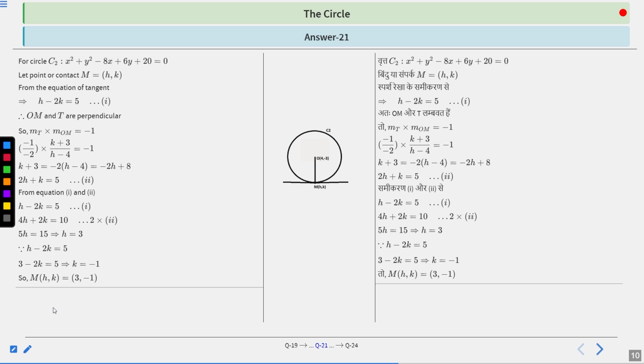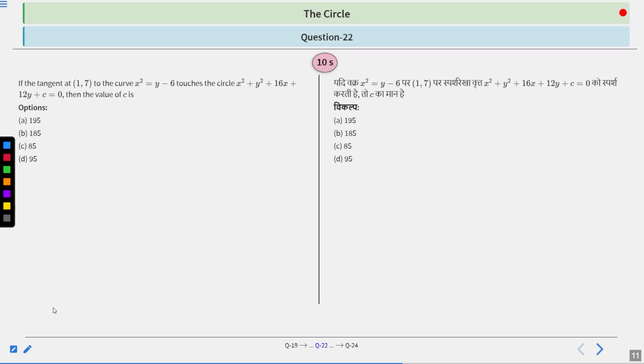Okay, let's move to the next question. Question number 22 says, if the tangent at (1, 7) to the curve x² = y − 6 touches the circle x² + y² + 16x + 12y + c = 0, then the value of c is. We have to find basically the value of c.